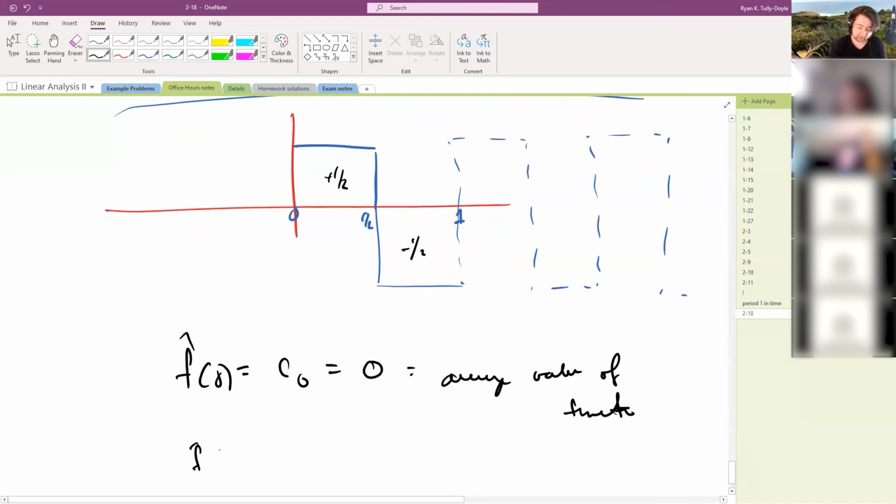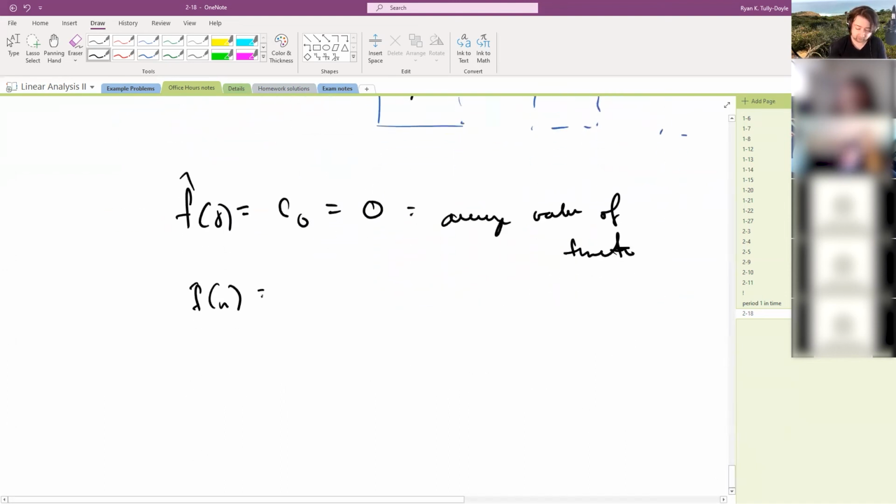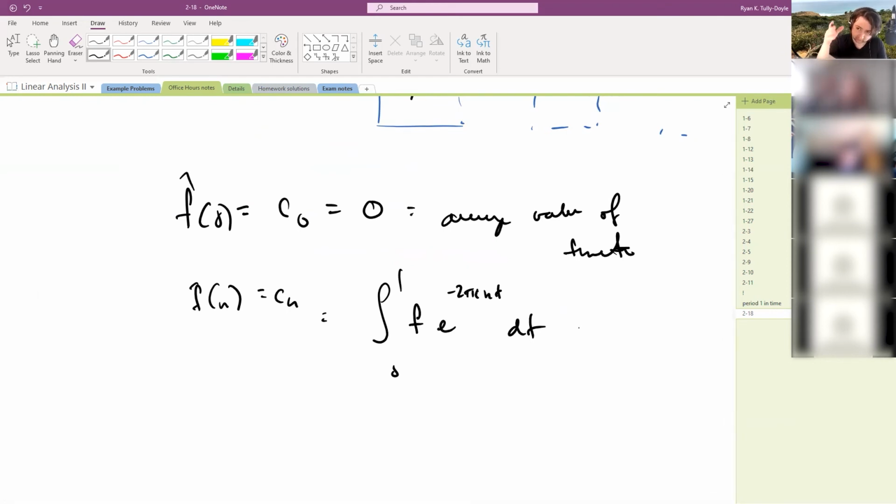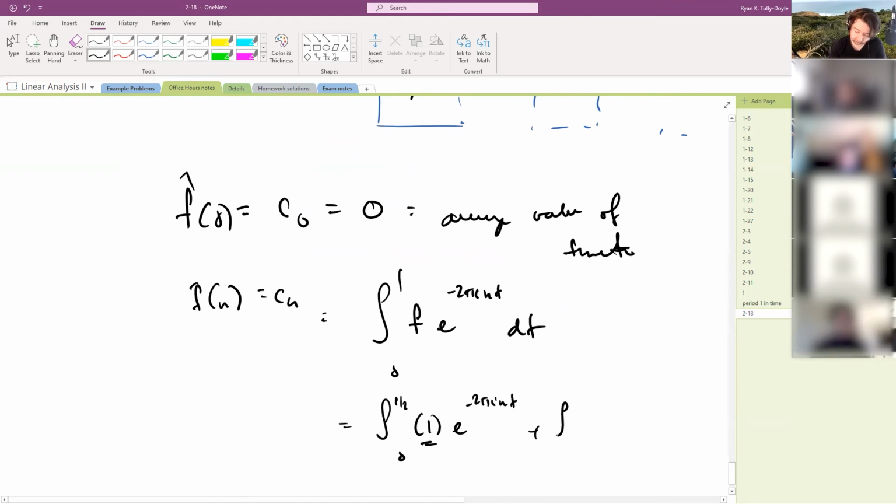So what about f hat of n? The nth Fourier coefficient is the integral from 0 to 1 of f times e to the minus 2 pi i n t dt. That's just the definition of a Fourier coefficient. But the definition of f changes between 0 and 1/2 and 1/2 and 1. So we rewrite this as the integral from 0 to 1/2 of 1, because that's the definition of f on the first chunk, times e to the minus 2 pi i n t. And then we have an integral from 1/2 to 1 of minus 1 times e to the minus 2 pi i n t.